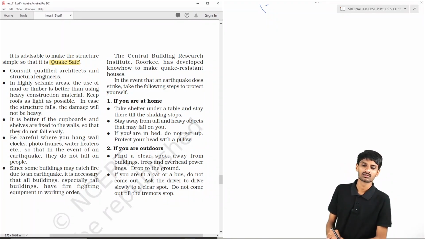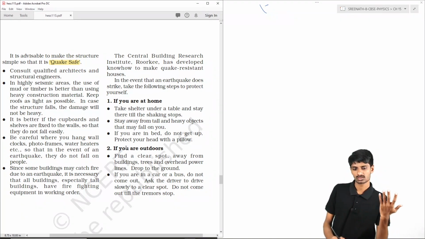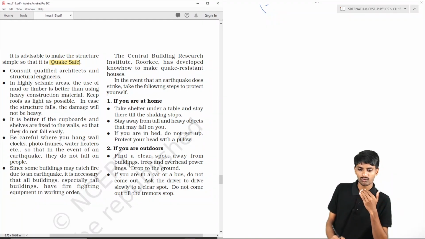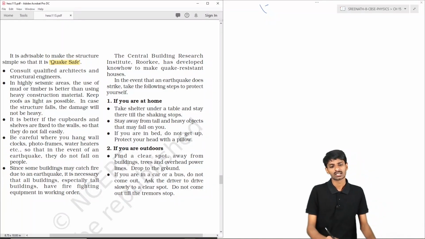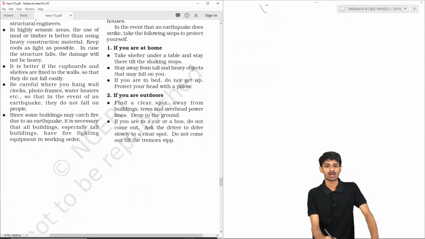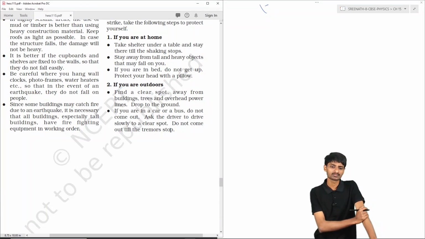And suppose you are outdoors, not at home, you have to find a place which is far from buildings, trees and overhead power lines, and drop to the ground. And if you are in a car, do not come out of it, and ask the driver to move to a clear spot.